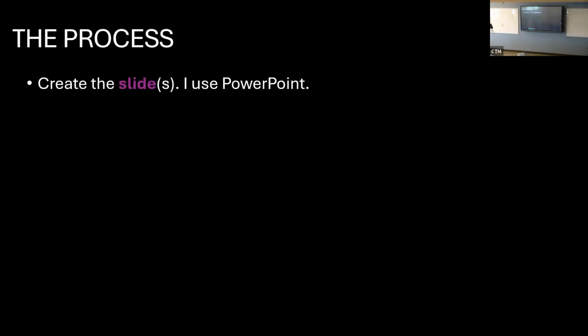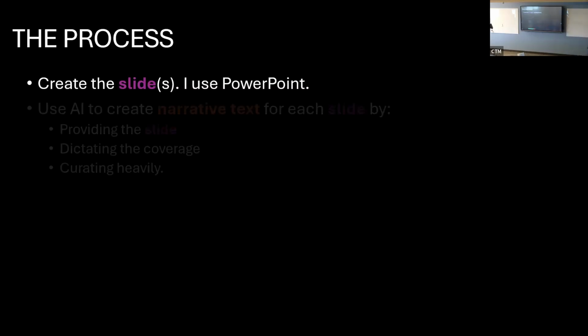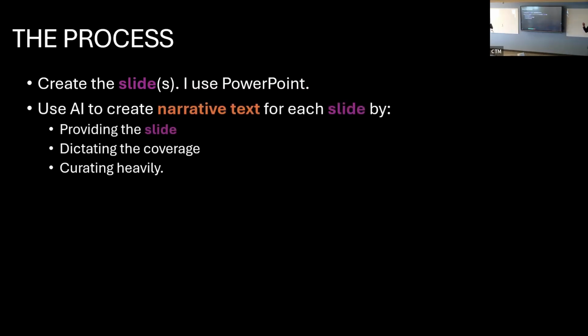So here's the main process. First of all, create the slide. I think this is critical because this is the part where you use your creativity. How do you want to present? What do you want to present? What visuals am I going to use to actually make the point? I use PowerPoint. Then I'm going to use AI to create narrative text. I'm going to do this by providing the slide itself. I'll show you that.